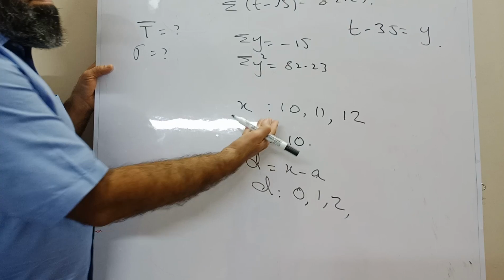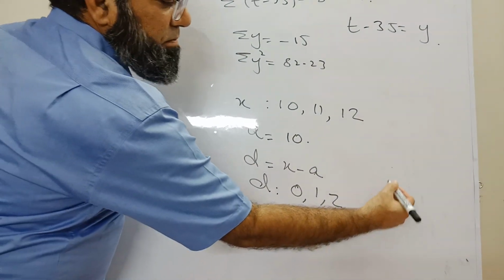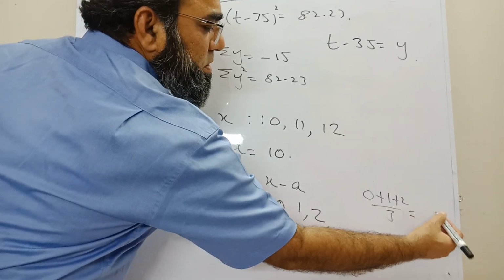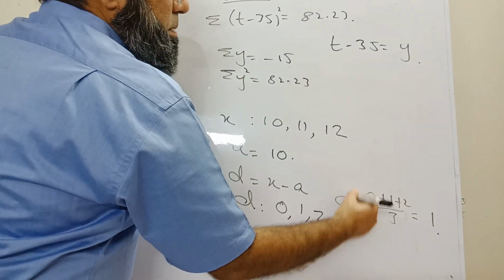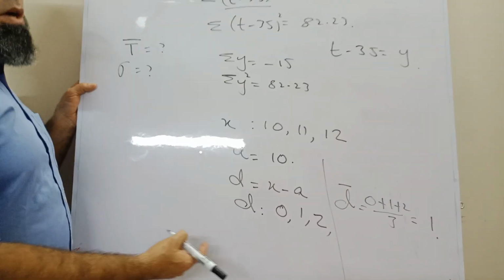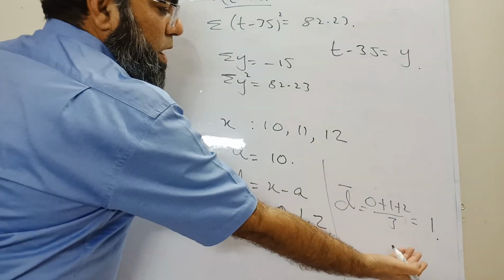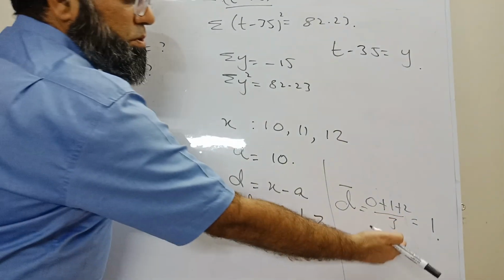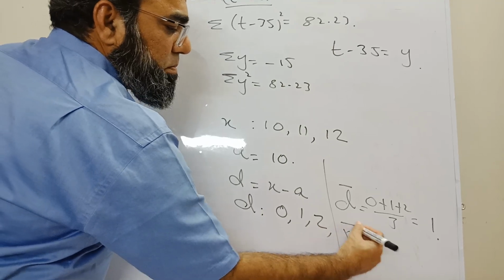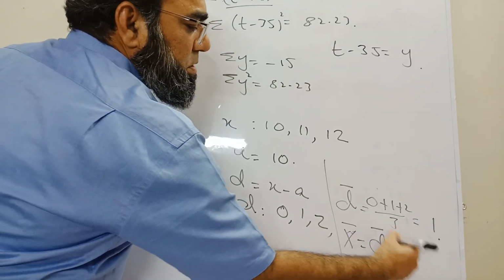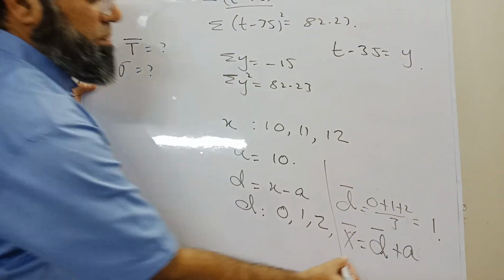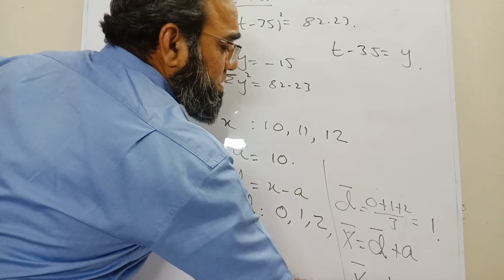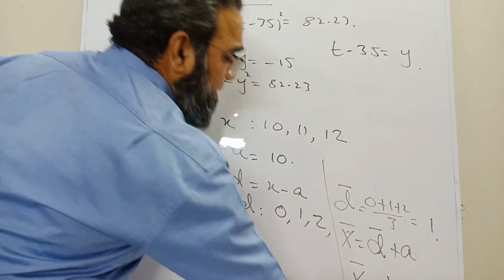Now the mean of these three values you can easily find: 0 plus 1 plus 2 over 3, which is equal to 1. That is basically the mean deviation. If the mean of this data is 1, you can find the mean of the original data by adding that 10 back. So x mean is d's mean plus A, which is how we have done this in our class. This is 1 plus 10, so the actual mean is going to be 11.